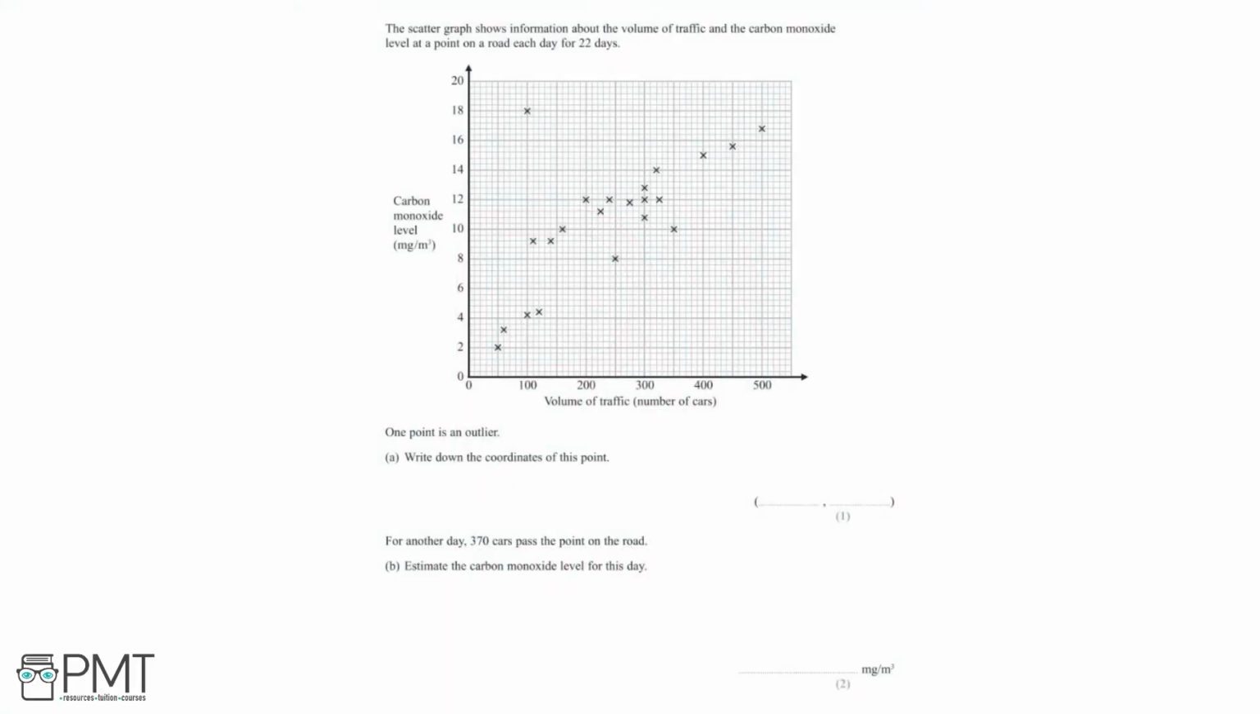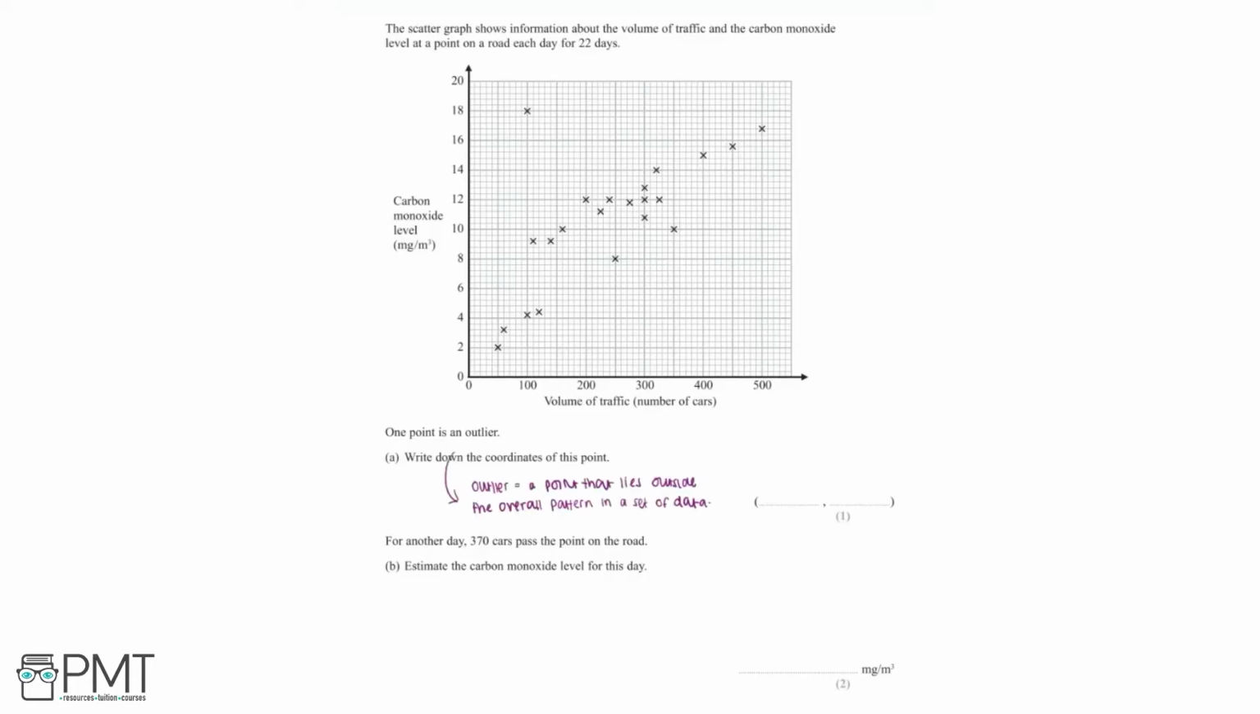In this question, we're given a scatter graph, which shows information about the volume of traffic and the carbon monoxide level at a point on the road each day for 22 days. We're told that one point is an outlier, and in part A, we need to write down the coordinates of this point. Now the first thing that we can do is to define what an outlier is.